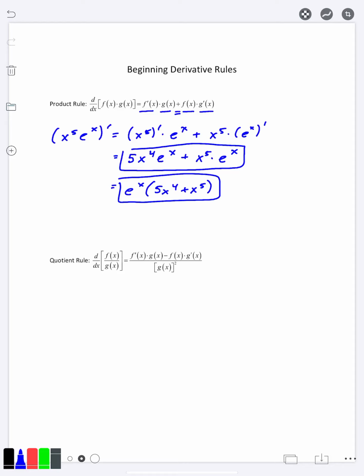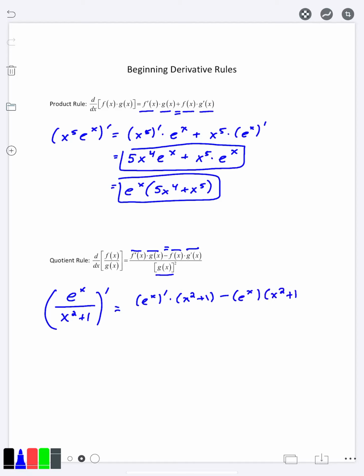Similarly, if we have a fraction of two functions and we want to take the derivative, we can use the quotient rule. So here's an example: the derivative of e to the x divided by x squared plus 1. We take the derivative of the top times the bottom, minus the top times the derivative of the bottom, over the bottom squared. So that's the derivative of the top times the bottom minus the top times the derivative of the bottom, all over the bottom squared.